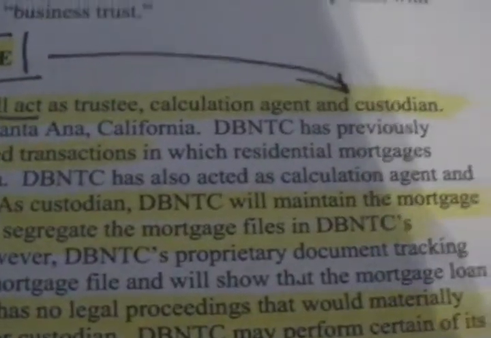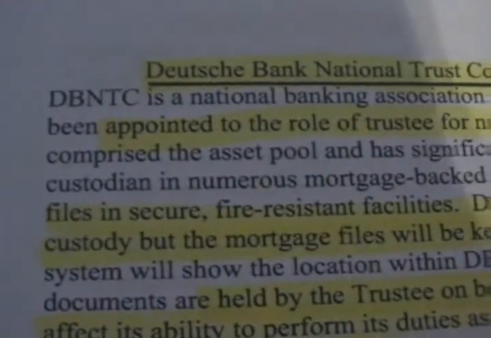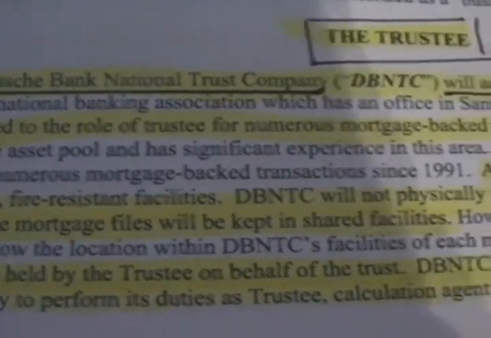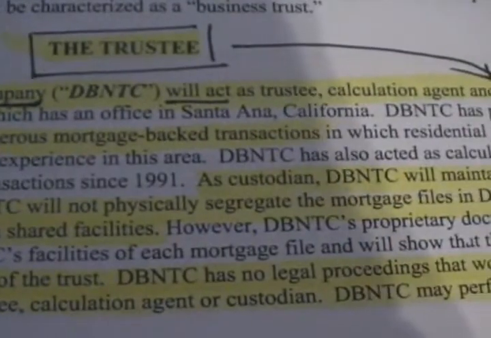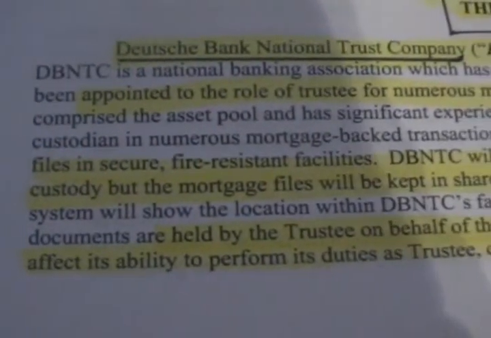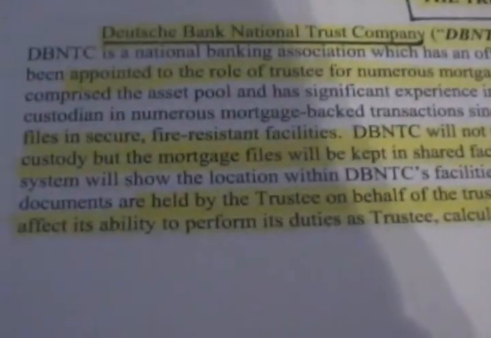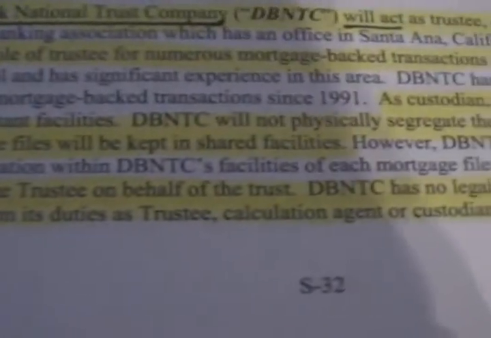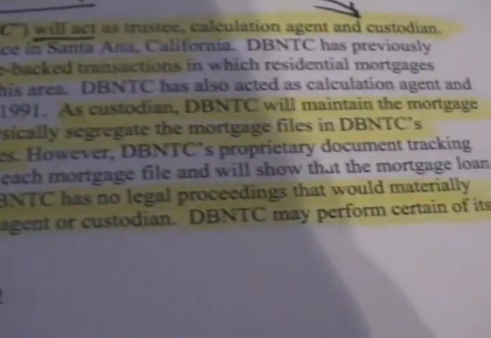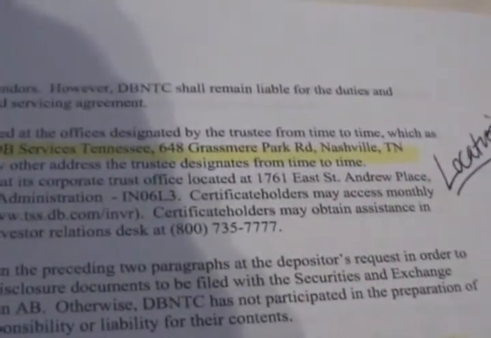As custodian, Deutsche Bank National Trust Company will maintain the mortgage files in secure, fire-resistant facilities. You hear that? Will not physically segregate the mortgage files in custody, but the mortgage files will be kept in shared facilities. Maybe MERS? Held by the trustee on behalf of the trust, Deutsche Bank has no legal proceedings that would materially affect its ability to perform its duties as trustee. That's the location.